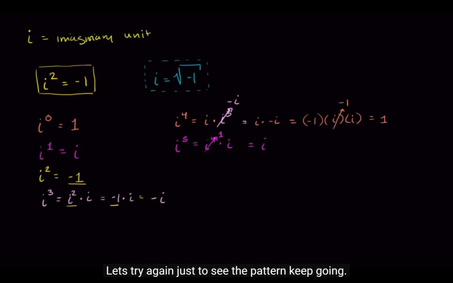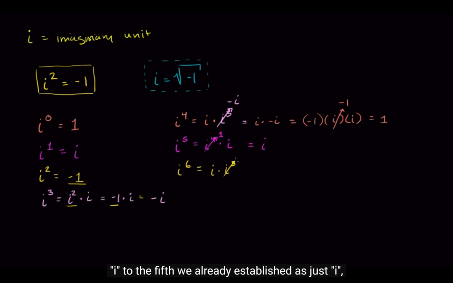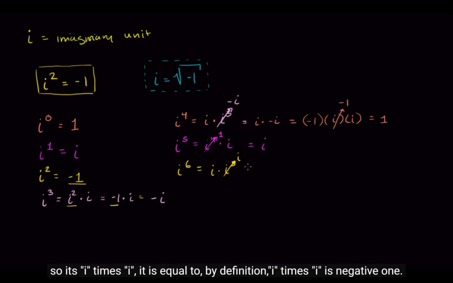Just to see the pattern keep going, let's try i to the 6th power. Well, that's i times i to the 5th power. i to the 5th, we already established, is just i. So it's i times i. It is equal to, by definition, -1.